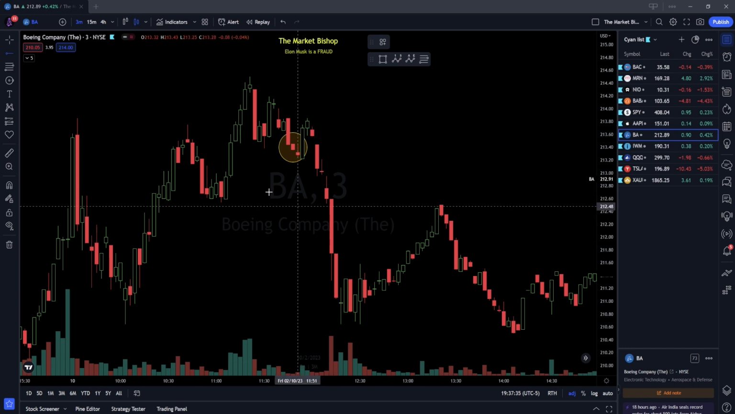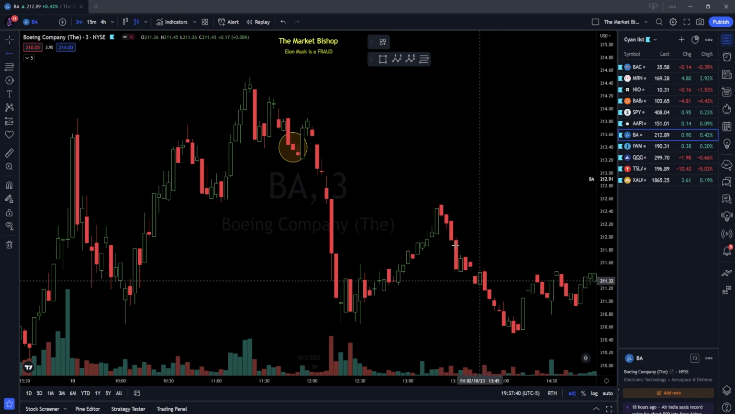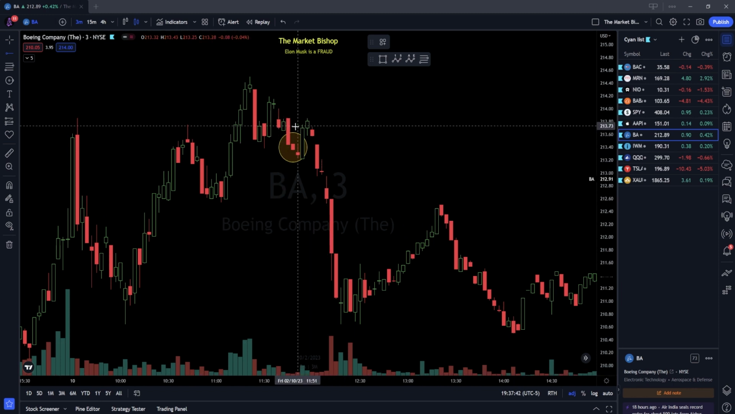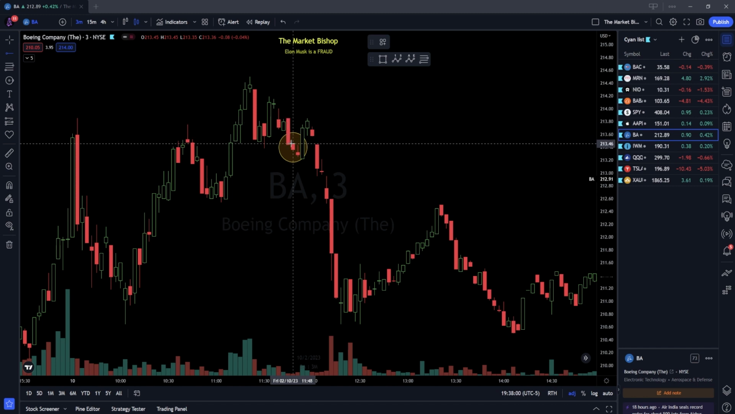So we're going to use Boeing, BA, for example. I'm looking at the 3-minute chart, and we're going to look at this instance right here where the yellow circle is. What this yellow circle represents is a theoretical position that I personally would have taken in this scenario. Now you can see that we see this bearish pattern, and especially after this full body bearish candle, I would have most likely entered right at this second candle right over here, right?